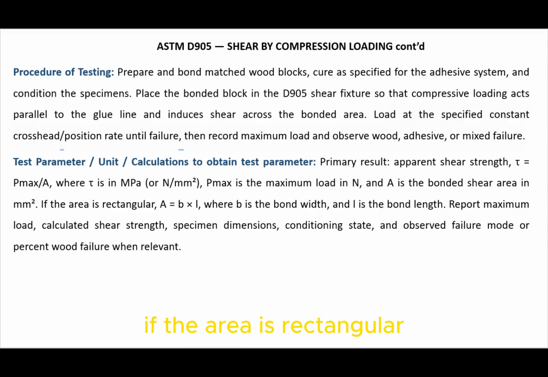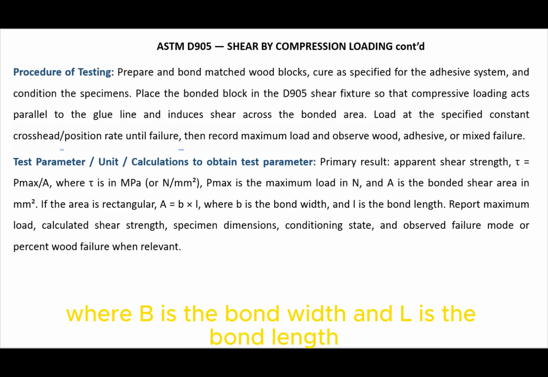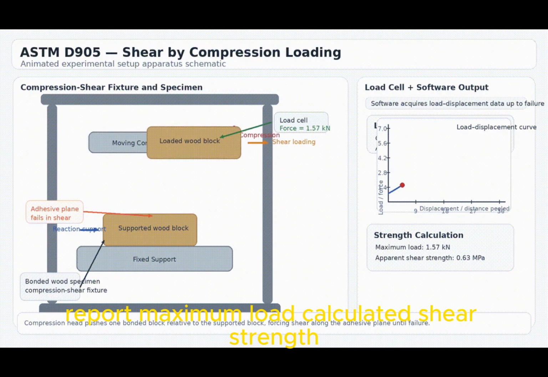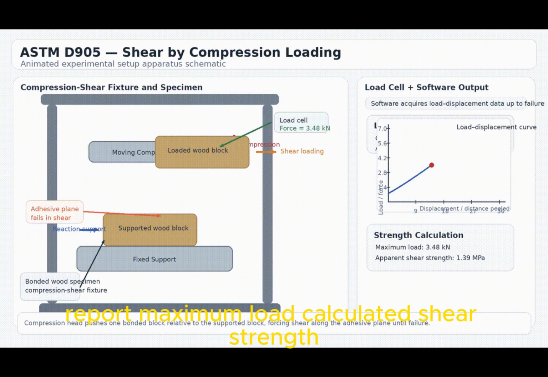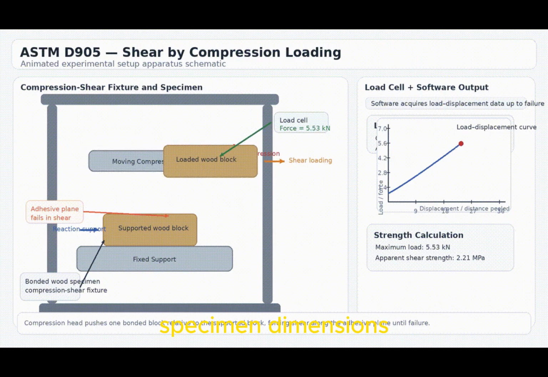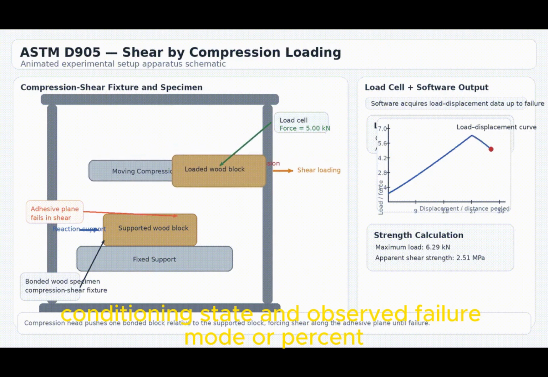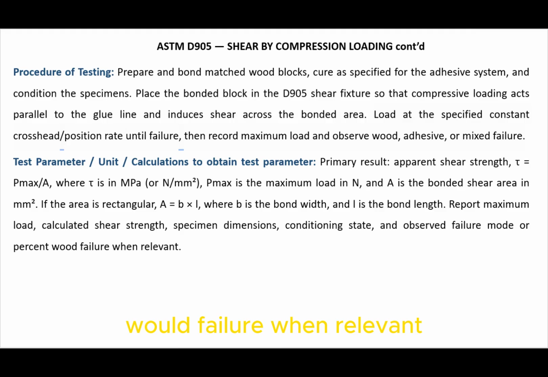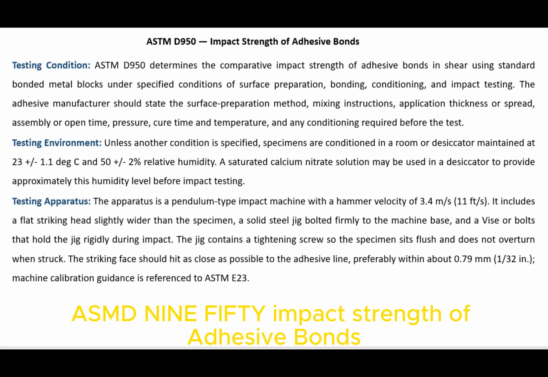If the area is rectangular, A equals B times L, where B is the bond width, and L is the bond length. Report maximum load, calculated shear strength, specimen dimensions, conditioning state, and observed failure mode or percent wood failure when relevant. ASTM D950, impact strength of adhesive bonds.